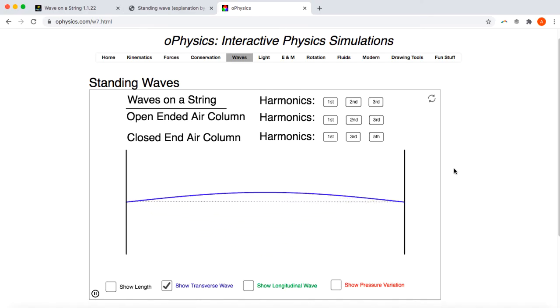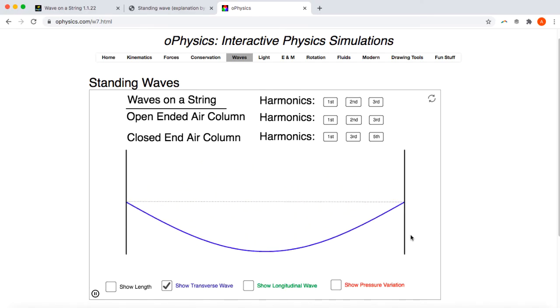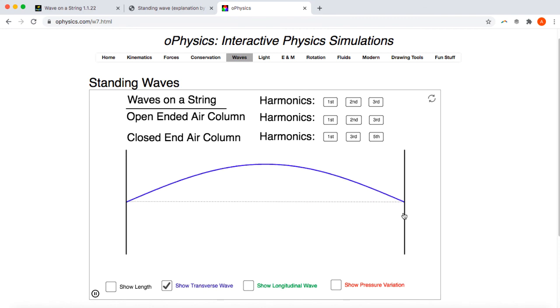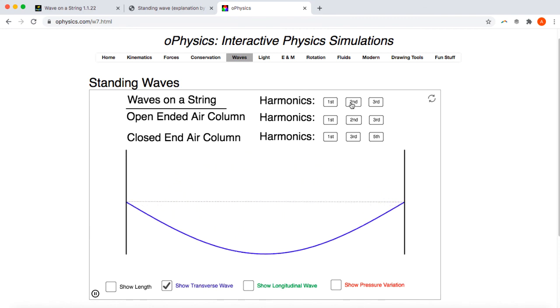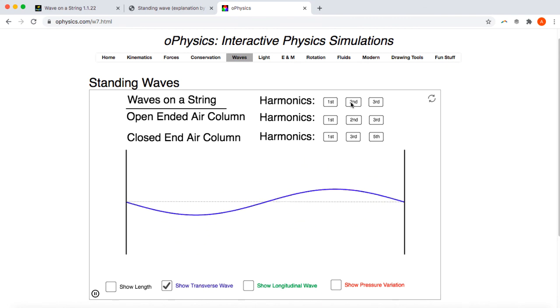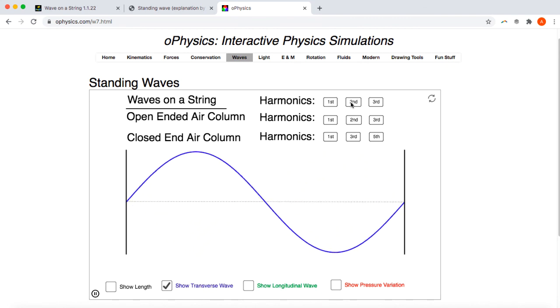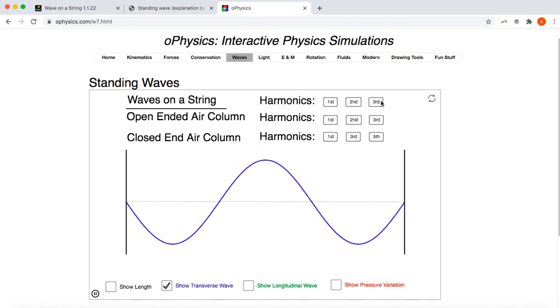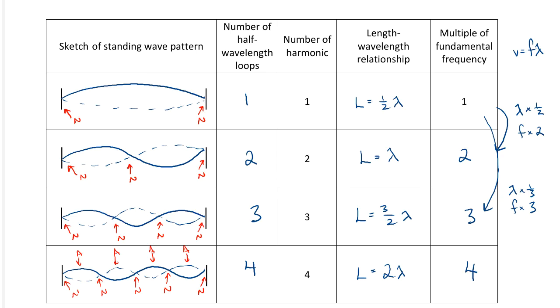Just to show you this as an animation, here's another animation from O-Physics. This is a standing wave on a string with 2 fixed ends. Here we see the first harmonic. This is an animation of the second harmonic, 2/2 wavelength loops, and here's the third harmonic. So that's an introduction to standing waves and standing waves on a string.